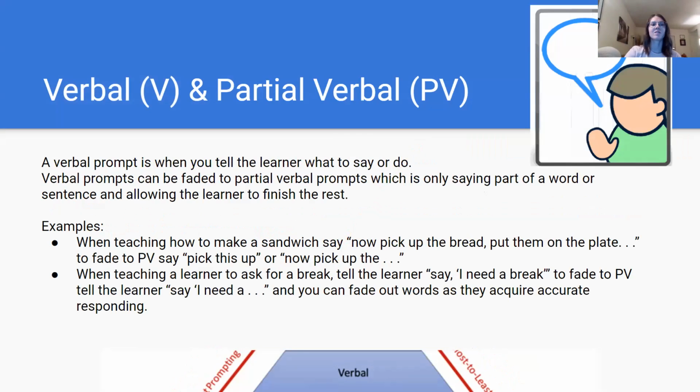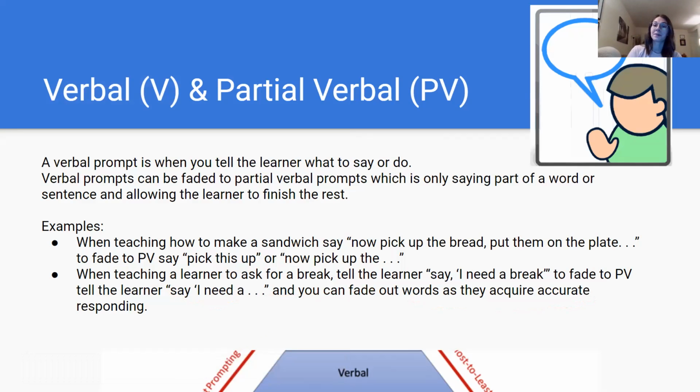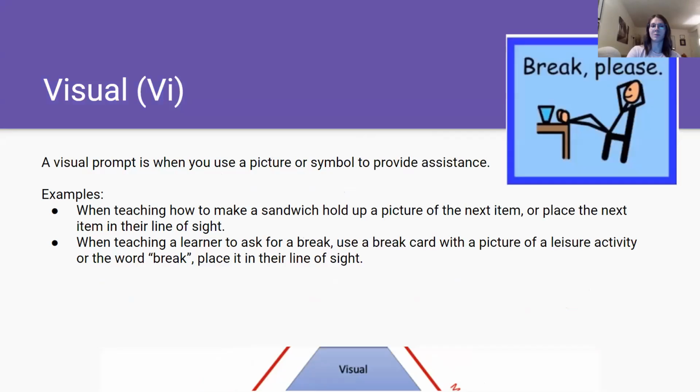Okay. So for verbal prompting and partial verbal prompting, you tell the learner what to say or do. And then when you're fading that to a partial verbal prompt, you're going to leave off a word from the sentence or leave off part of a word. So with our sandwich example, pick up the bread, put it on the plate. The way you fade that to a partial verbal is pick this up, or now pick up the. With the break, you can tell the learner, Megan, say, I need a break. In order to fade that, you can say to the learner, Megan, say, I need a, and you can even do, I need a brr, and let them kind of do that fill in the blank.